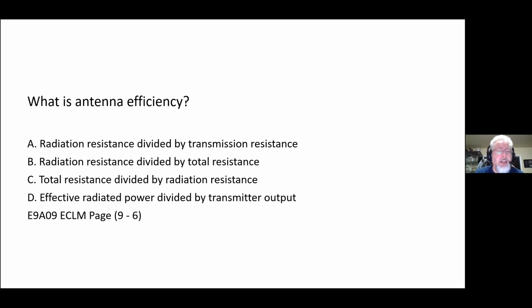What is antenna efficiency? A, radiation resistance divided by transmission resistance. B, radiation resistance divided by total resistance. C, total resistance divided by radiation resistance. Or D, effective radiated power divided by transmitter output. Correct answer is Bravo: radiation resistance divided by total resistance.